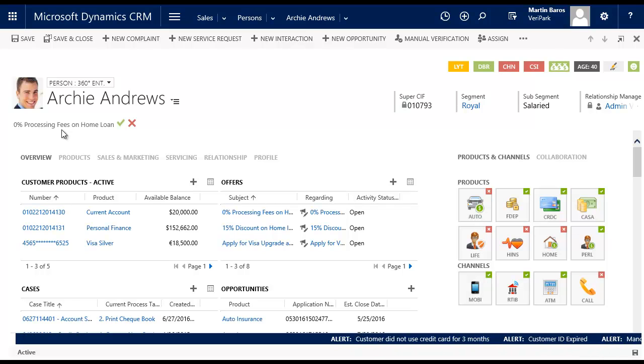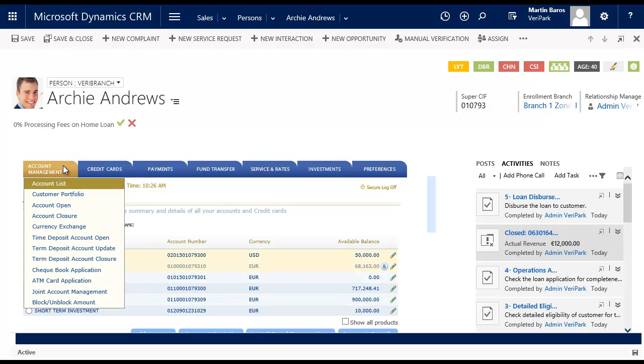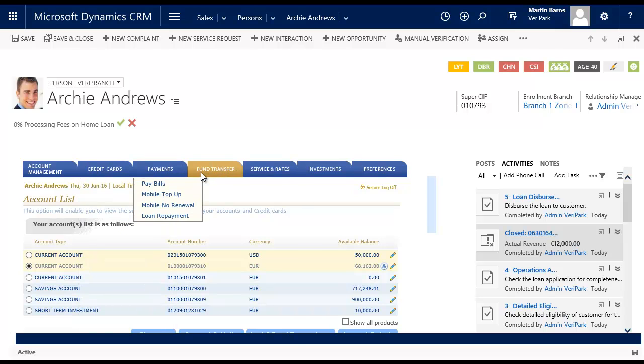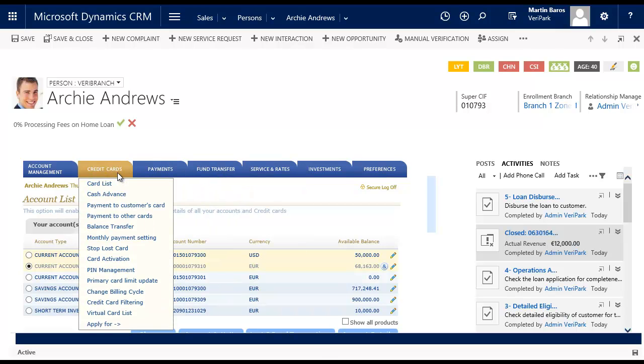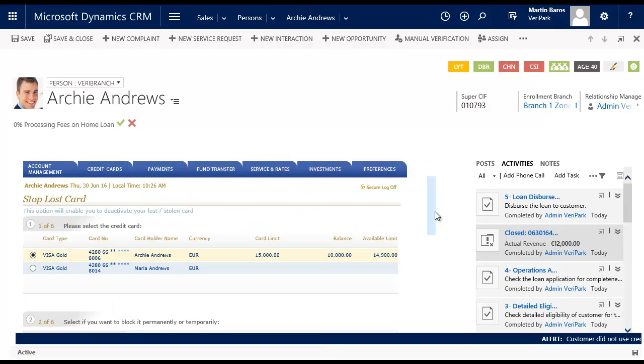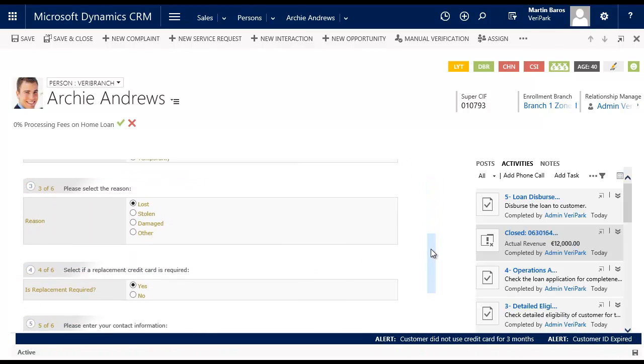Within the same window, the agent can switch to a view in which he can capture the customer's request. In this view, various banking transactions can be carried out, from accounts and cards management to payments and transfers. So the agent selects the transaction requested by the customer, which in this case is stopping a lost card, and proceeds with capturing the required details and submitting the request.